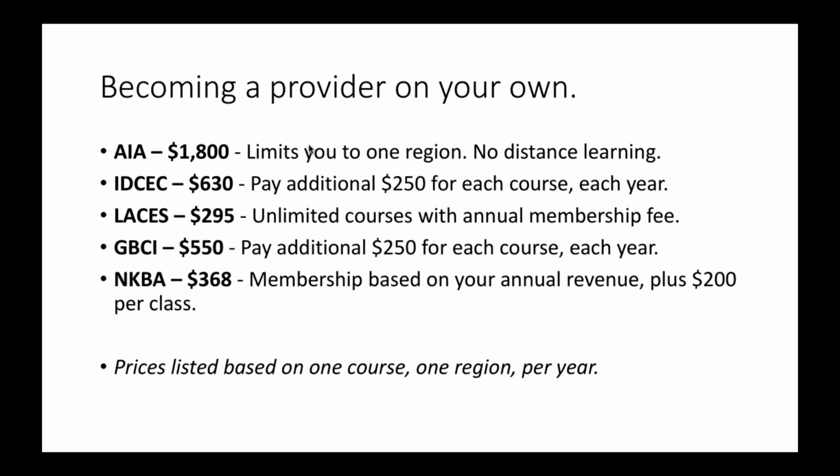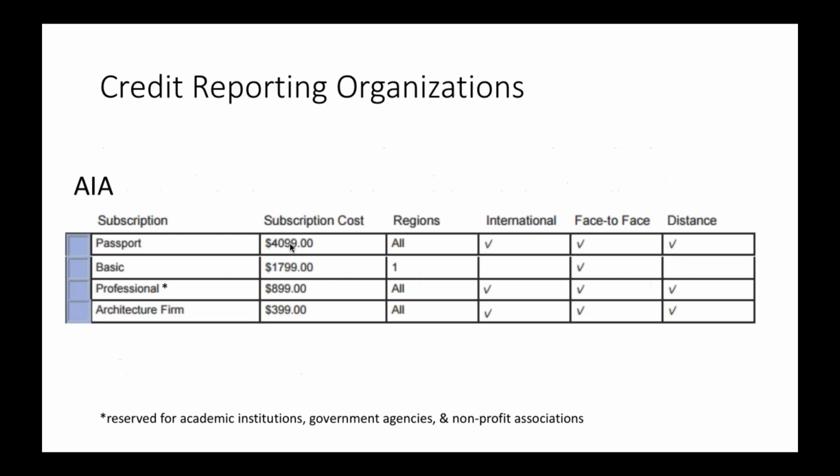IDCEC is $630 plus an additional $250 for each course that you have in addition to the first one. LACIS is $295, unlimited courses as long as you keep up with that annual membership fee. The GBCI is $550 plus $250 if you are going to have more than 1 course. And then the NKBA is $368 based on your annual revenue. So that's highly variable depending on the revenue that your company sees each year. So those are just some examples of what it would cost to do this solely on your own.